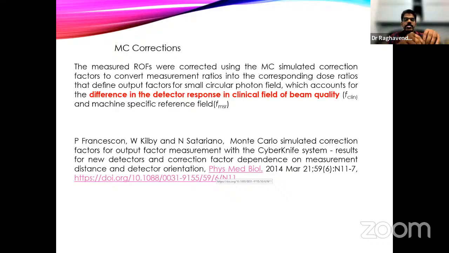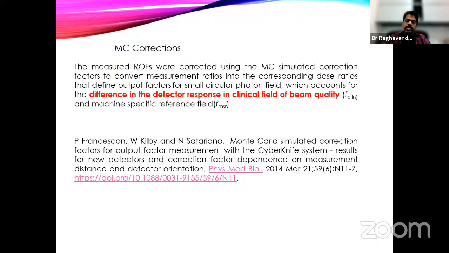So these differences mean that the chamber response for 5 millimeter versus 20 millimeter is not the same, especially for the diodes. They are not the same. So there is a difference in the chamber response itself. That chamber response can be simulated using Monte Carlo corrections or a Monte Carlo algorithm. There are publications available, especially by Francescon and Kilby's team. They have almost simulated most of the available chambers actually, and they have given the response ratios for all the chambers from small field size to big field size.